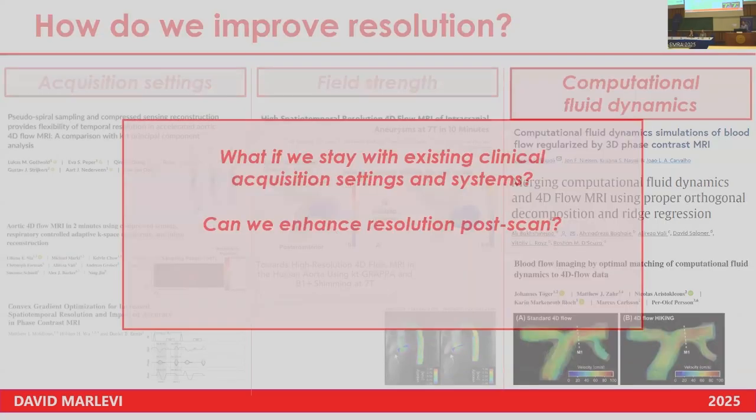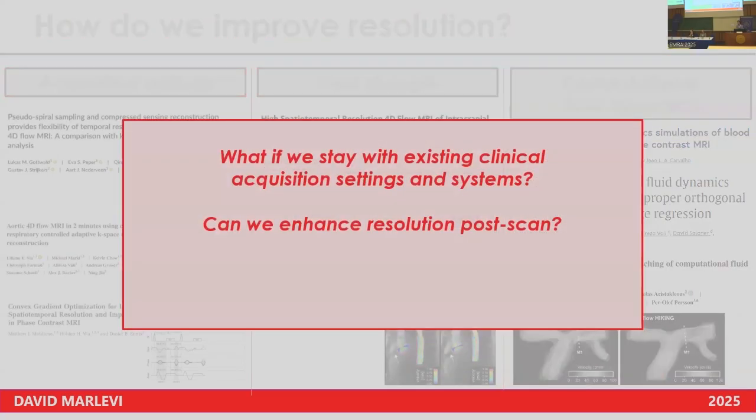But if we want to stay with existing clinical systems, we have our scanner in the hospital. We don't want to change the sequence. We don't want to involve any experts that we're not working with yet. Can we enhance resolution post-scan if we already have the data there? Well, that's where machine learning or AI comes into play.